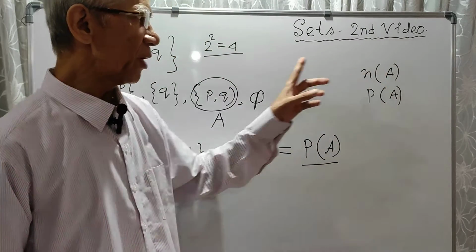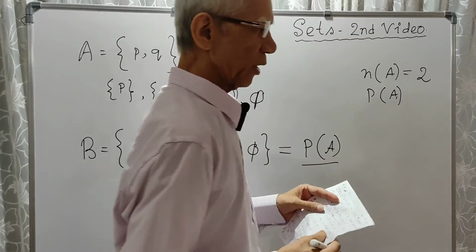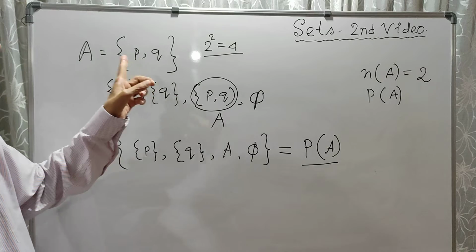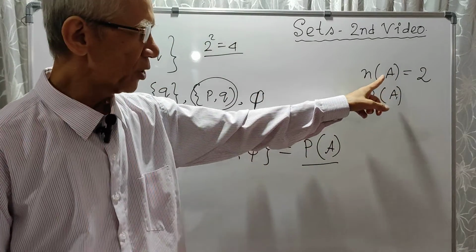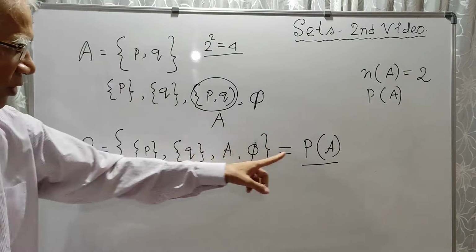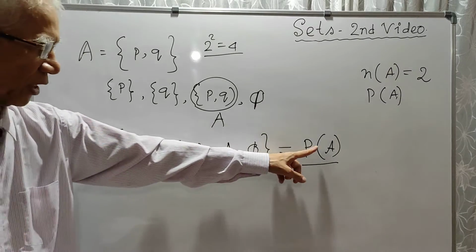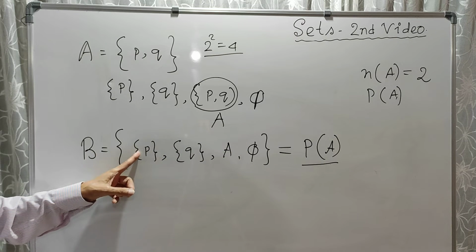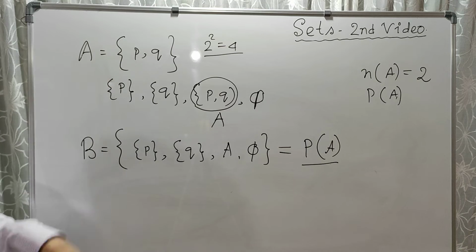n(A) means the number of elements in A. A has how many elements? 2. So n(A) is 2. That is the meaning of this symbol. But when you write P(A), P(A) means the power set of A. So what is the power set of A? This one. So the power set of A has how many elements? 4 elements, and each element is a set. Which set? Subsets of A.